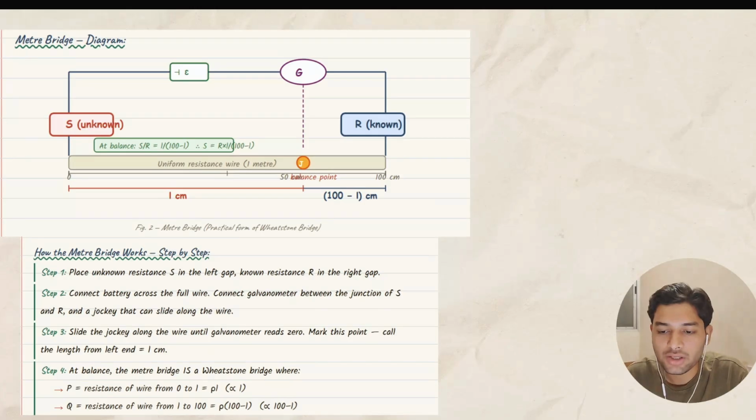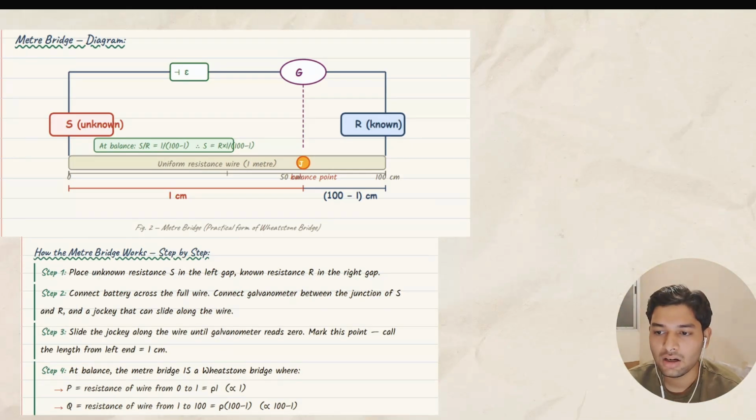Slide the jockey along the wire until the galvanometer reads 0, mark this point, and call the length from the left end L centimeter. At balance, the meter bridge is a Wheatstone bridge where the resistance of the wire from 0 to L is equal to ρL. So ρL is the resistance of that length of the wire. And the resistance of the wire from L to 100 is ρ(100 minus L).